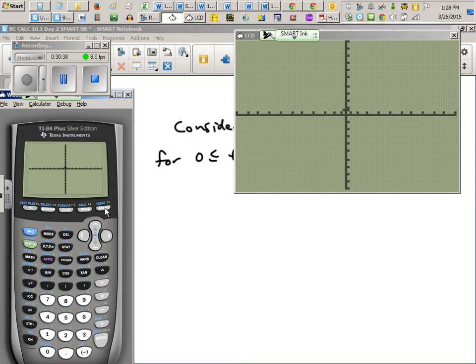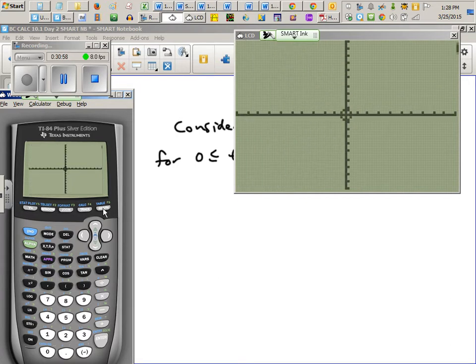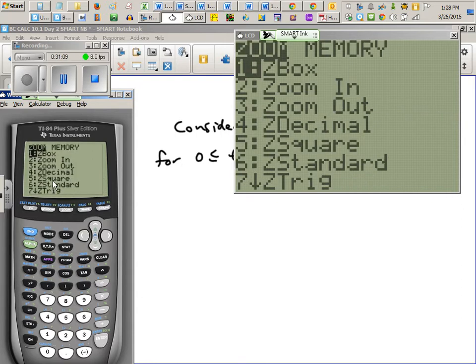Okay, so we've got to go into window. We have some changes to make anyway because it said 0 to 2 pi this time, so we have to make sure to update this to 6.28, and so on. T-step's fine, but my window's a little too big. I still can't see it. It's in there. It looks like a circle or something. So I'm going to zoom in. Oh, that's cool. And I'm also going to do what's called a zoom square.